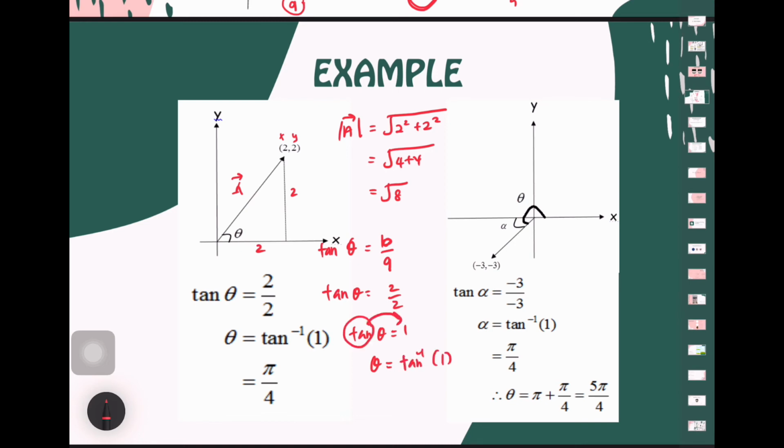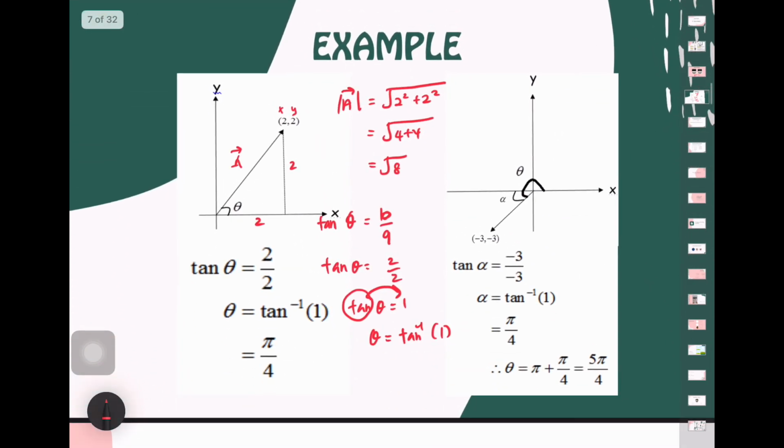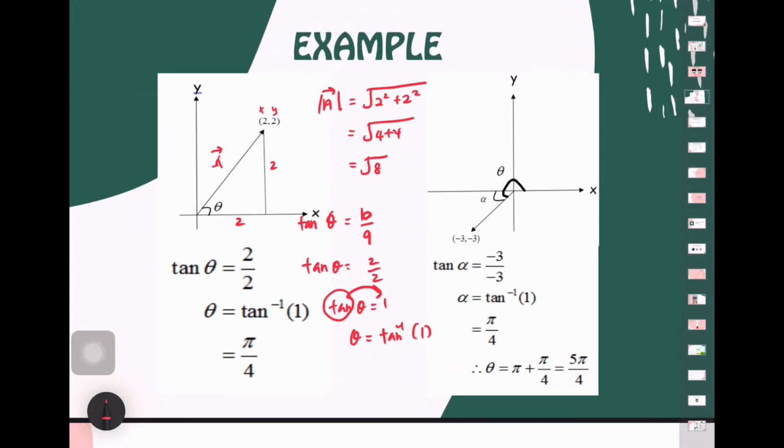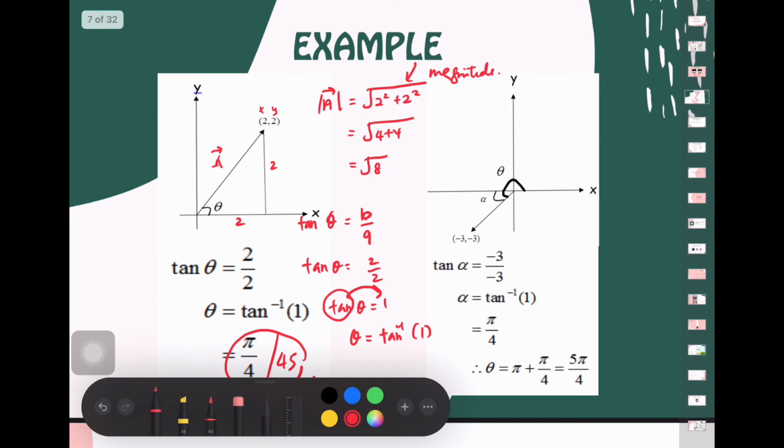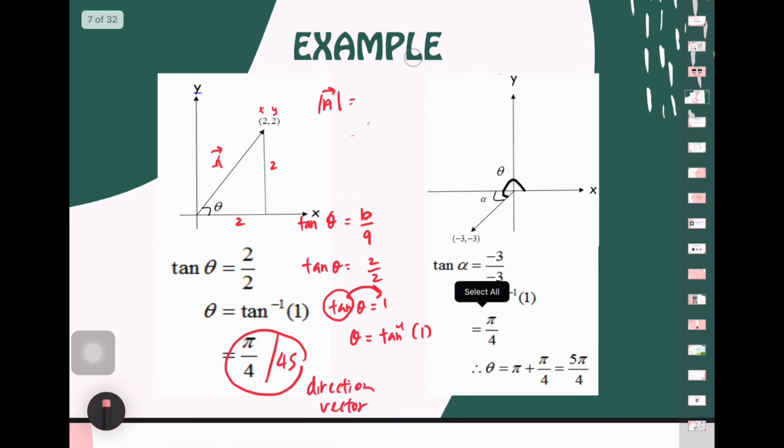Okay, ni buat pergi sebelah. So boleh cari berapa awak punya theta, dan pastikan kalkulator mesti dekat dalam radian. Awak akan dapat theta awak is actually pi over 4 ataupun 45. So ini adalah direction of our vector. Okay, this one is magnitude. Okay, kita tengok satu lagi contoh.